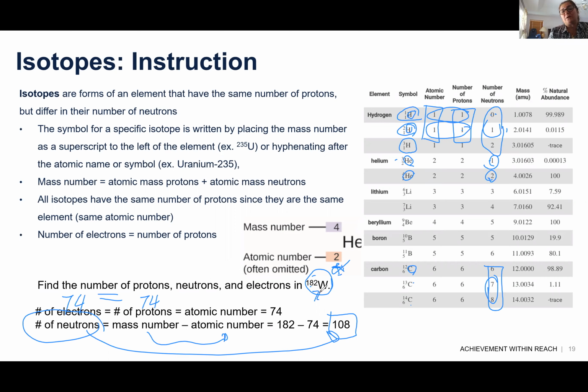Why don't they give the number of protons or the atomic number in this question? Because that is an assigned number. If you change that to 17, then you cannot say W. 17 would always be chlorine. If you change that to 8, that would always be oxygen. So the atomic number is the assigned number for each element. If you change the atomic number, the symbol is going to change.